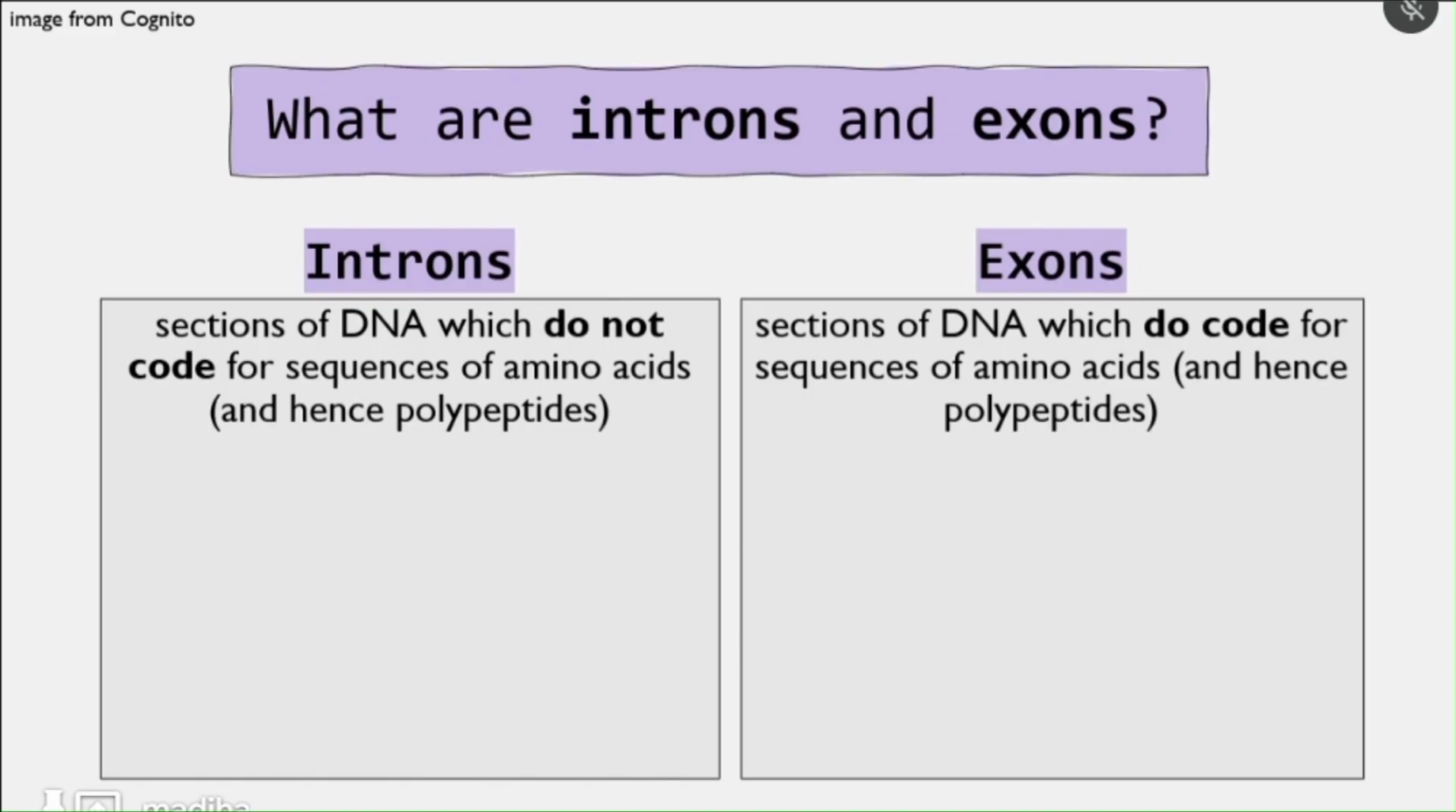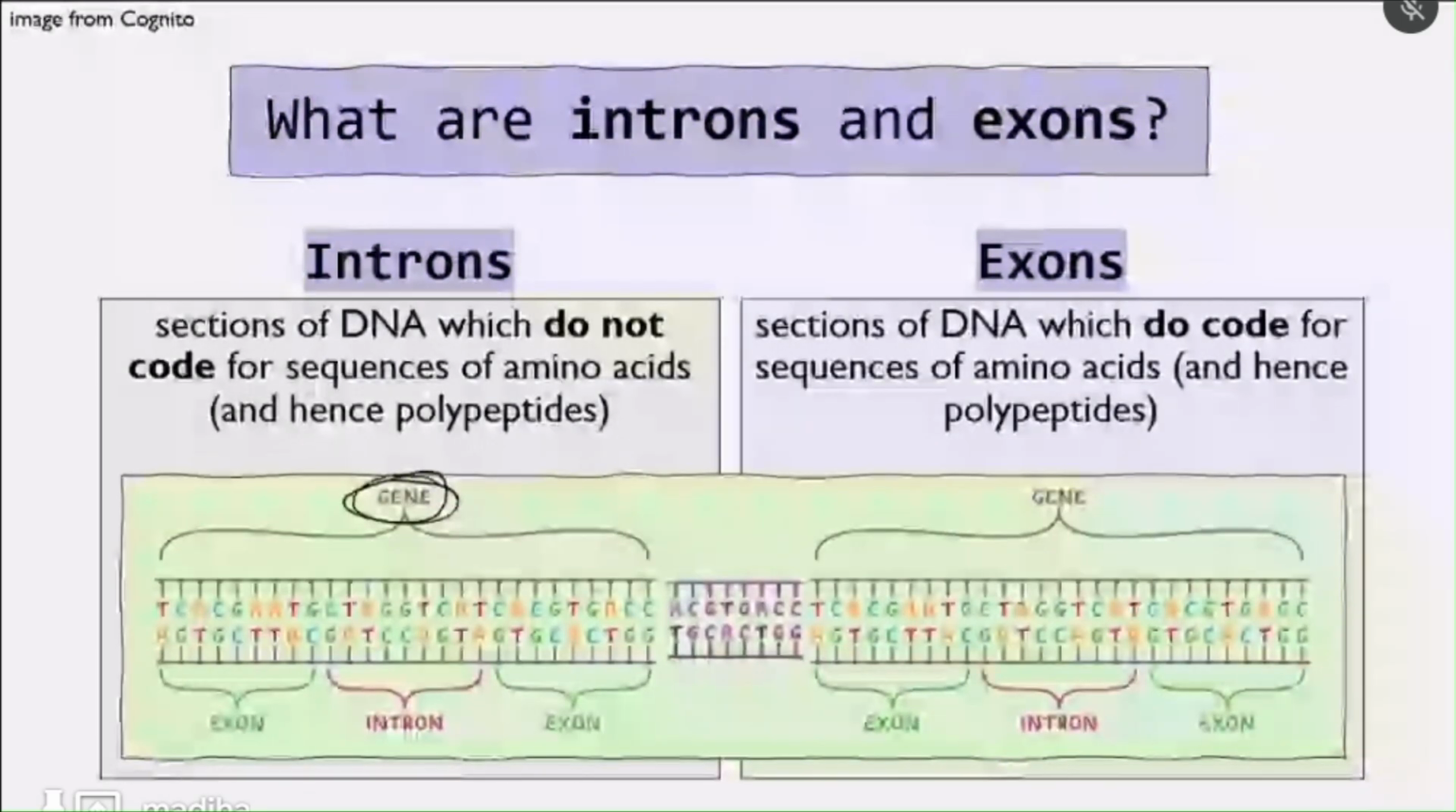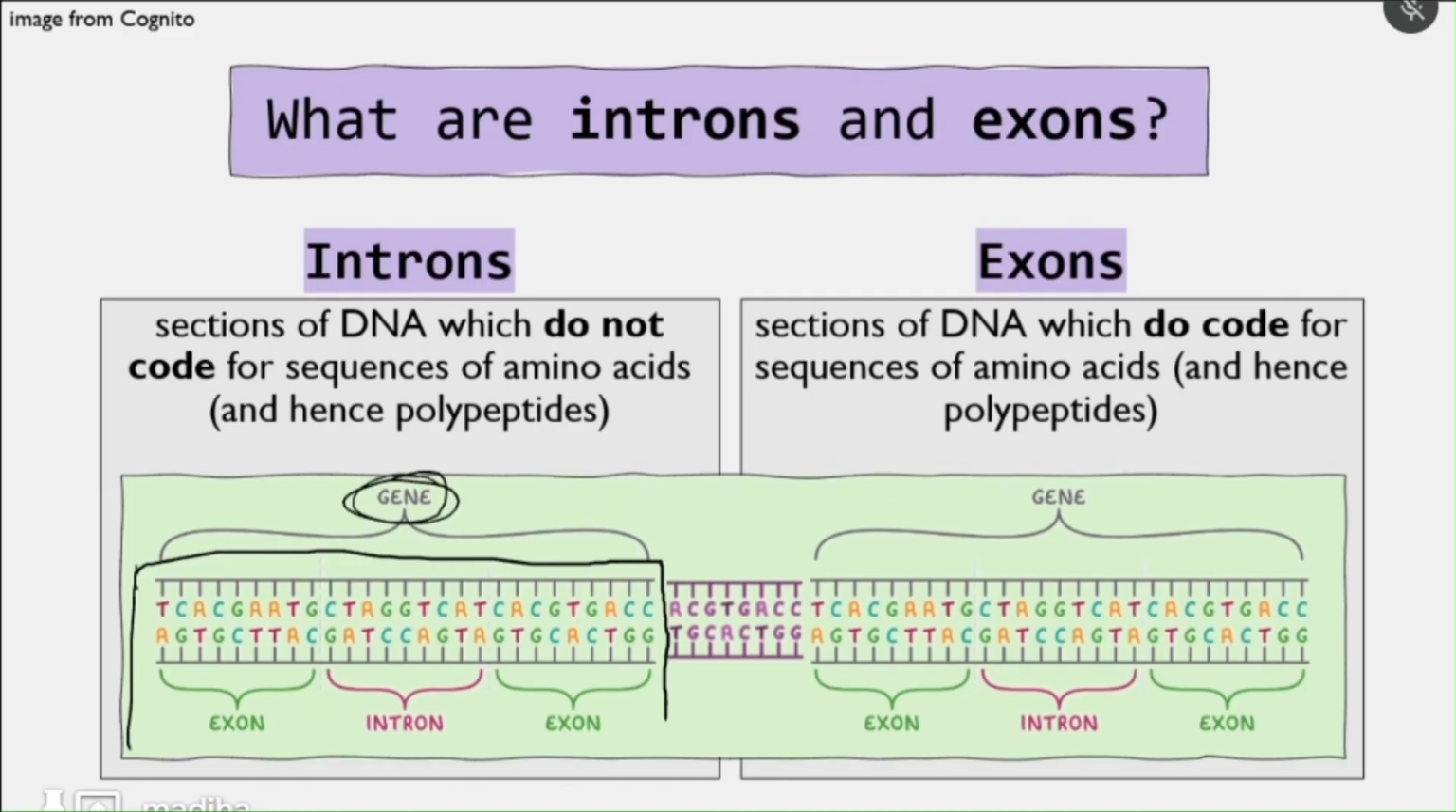So if I just bring up this example here. Here we've got a gene. We've said that a gene can code for a sequence of amino acids, and we've said that a gene can also code for a functional RNA. So here we've got this whole thing, it's coding for something. However, if we split up that gene, we can see we've got exons and we've got introns. The exons are the things that actually code for these amino acids. So this exon would code for this small sequence of amino acids.